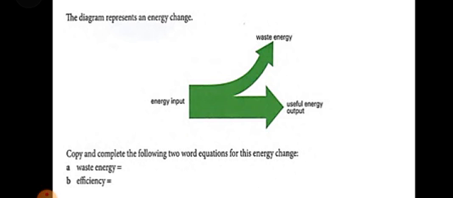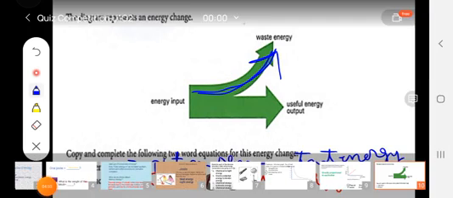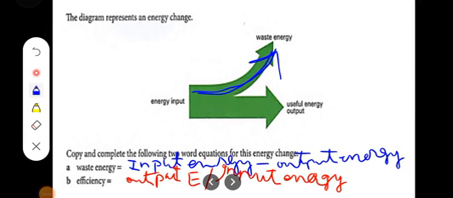Next, the diagram represents an energy change. Some of the input energy is converting into useful output energy, and some of the energy is wasted. You have to tell the word equation of waste energy and efficiency. So wasted energy is equal to input energy minus output energy, and efficiency is equal to the ratio of output energy divided by input energy.